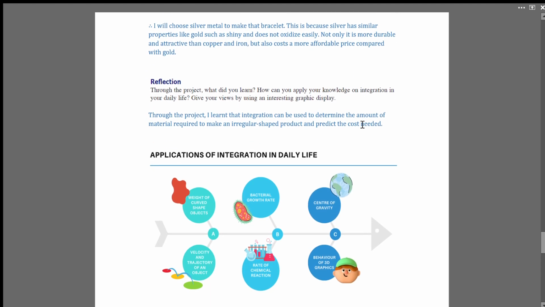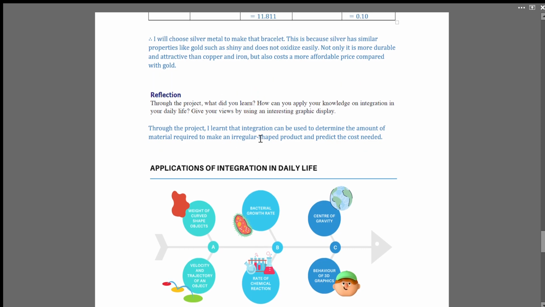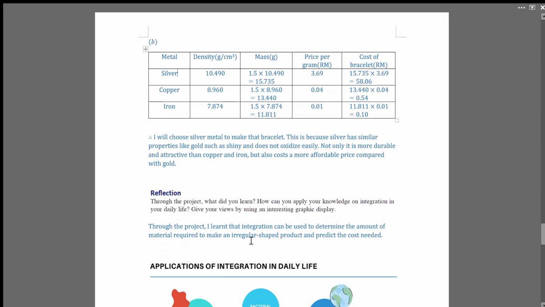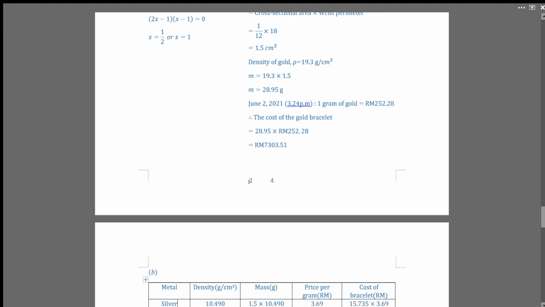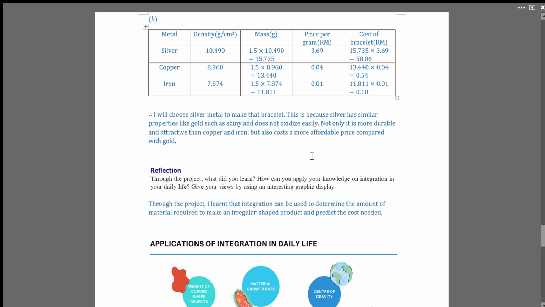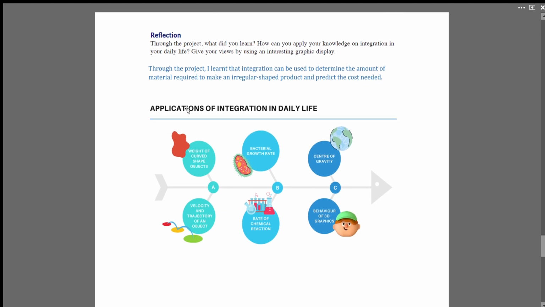So the last section is the reflection section. Through the project, I can learn that integration can be used to determine the amount of material required to make an irregular shaped product and predict the cost needed. Just like just now, the bracelet and the rings are irregular shaped objects. So I can use the knowledge of integration to determine the volume of the objects. Okay, so these are the other applications of integration in daily life.